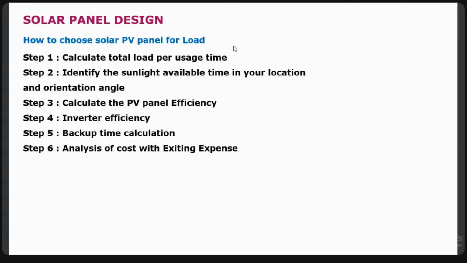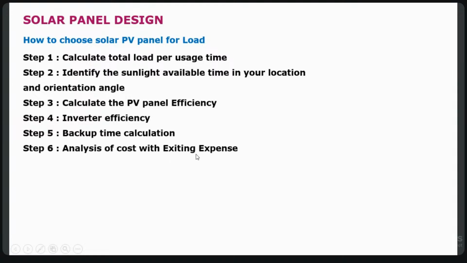Or even the backup time calculation. For the backup time calculation, we need to know how much battery backup time there is and how much it will facilitate the load. We need to know the backup time, and also do a cost analysis for the existing expense.